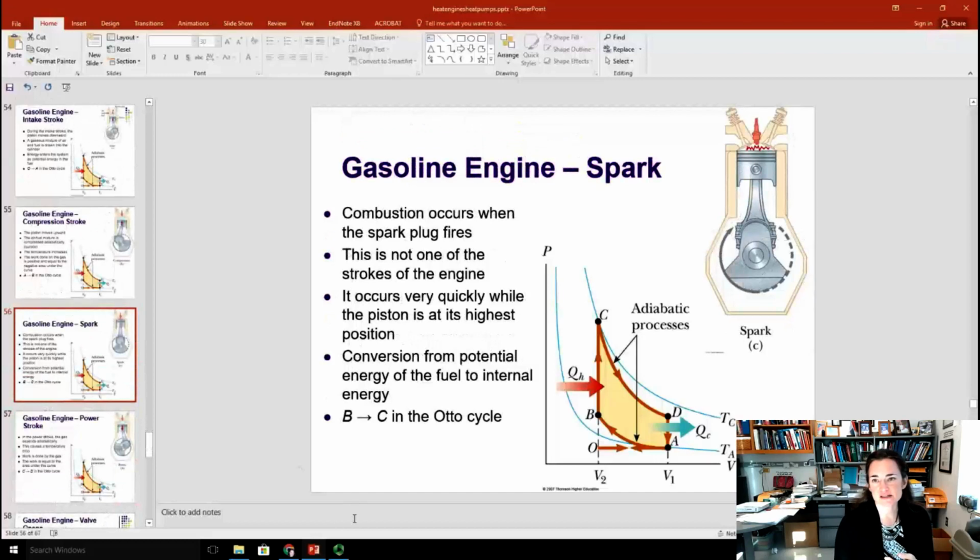What happens next is the spark. There's a spark plug, and combustion occurs when that spark plug fires. This isn't really one of the strokes of the engine. It occurs very quickly while the piston's at its highest position. At that point, there's a conversion from the chemical energy in the fuel to internal energy. This is step B to C. It happens really fast, so you can approximate that as isovolumetric.